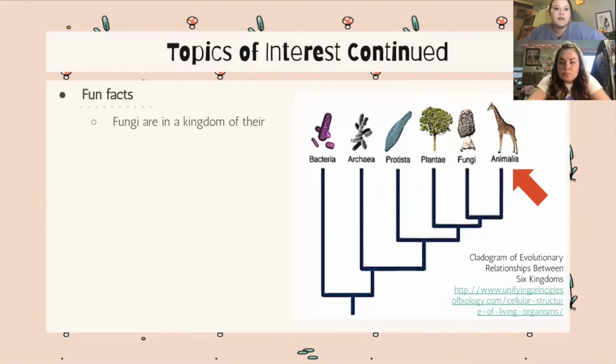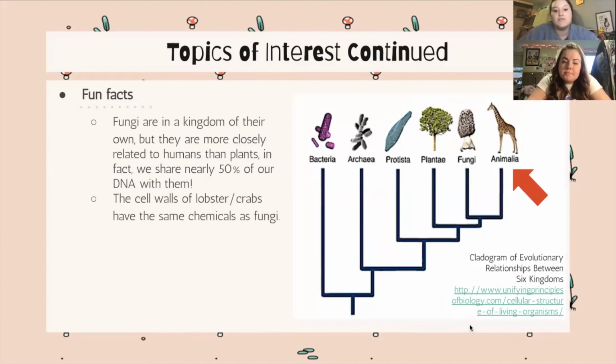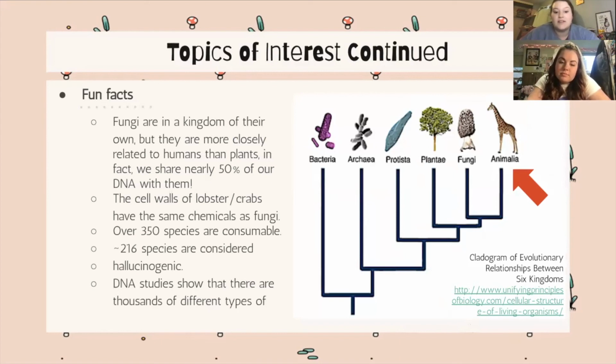Fun facts. Fungi are in a kingdom of their own, but they're more closely related to humans than plants. We share about 50% of our DNA with them. The cell walls of lobsters and crabs have the same chemicals in them as fungi. Over 350 species of fungi are consumable. 216 species are considered hallucinogenic. And DNA studies show that there are thousands of different types of fungi found in a single soil sample.